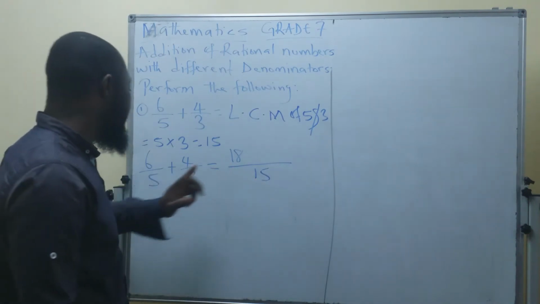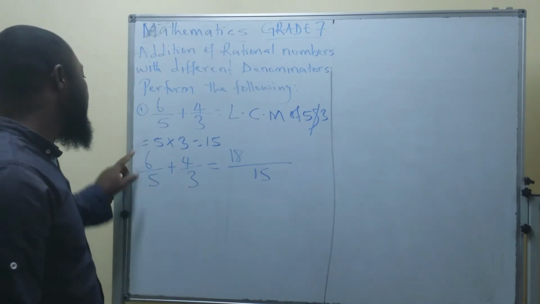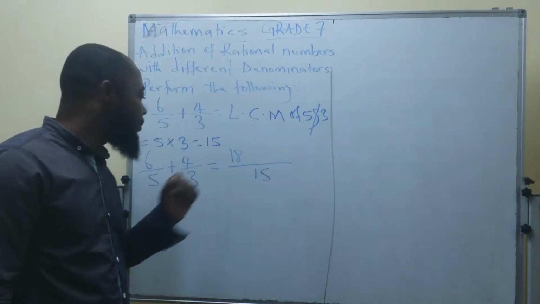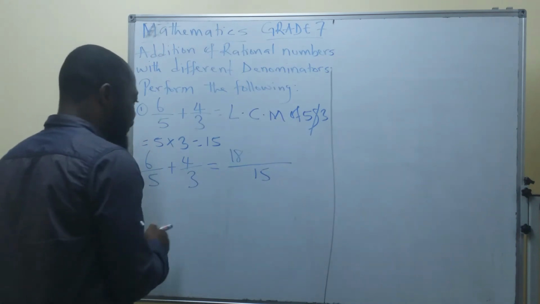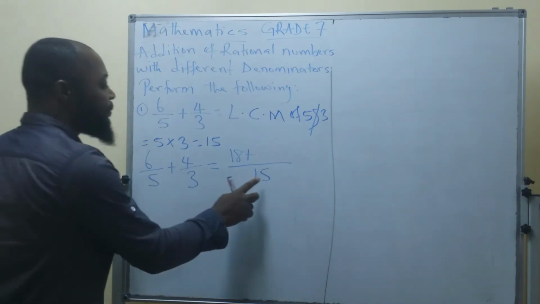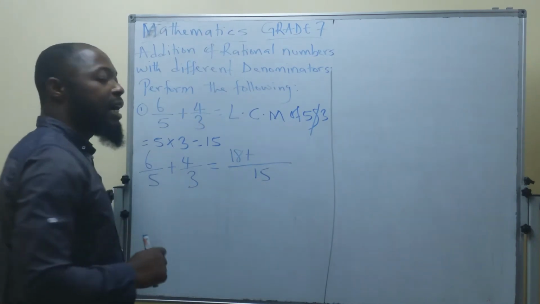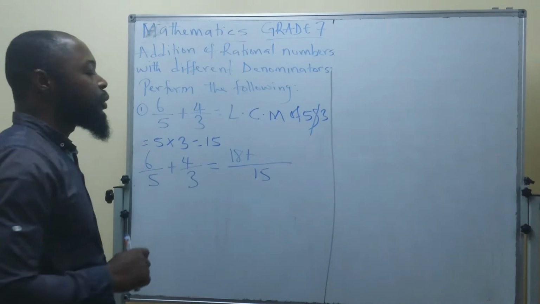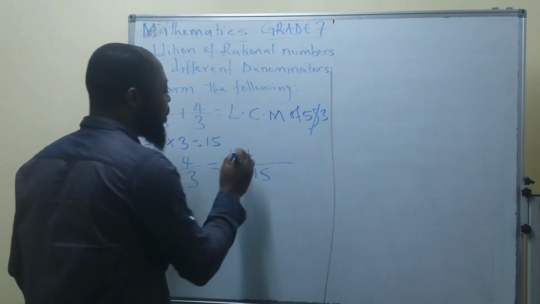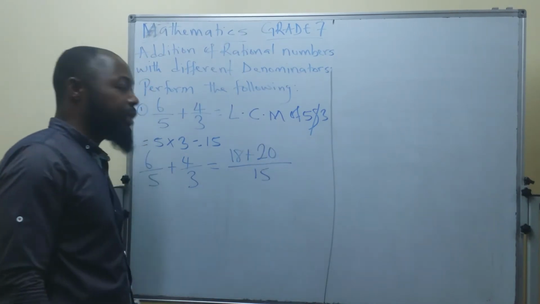Understood now? How we get 18? We divide 15 by 5, which is 3. Then you multiply that answer by the number here, which is 6. 3 multiplied by 6, you have 18. Now, we are through with the first fraction. You introduce your equal sign. Okay, so now 15 divided by 3. 15 divided by 3, you have 5. Okay, so now that 5 multiplied by 4. 5 multiplied by 4, you have 20.